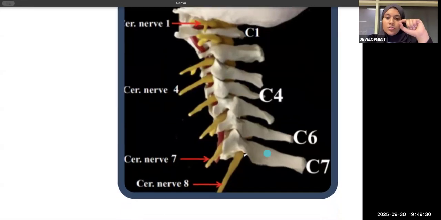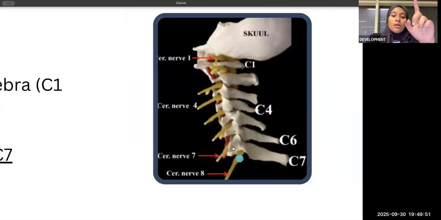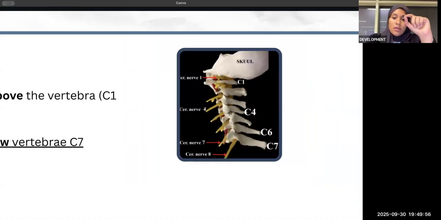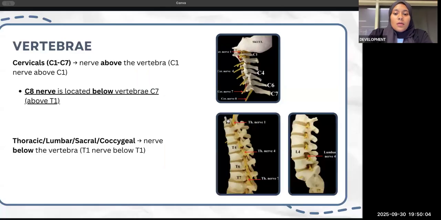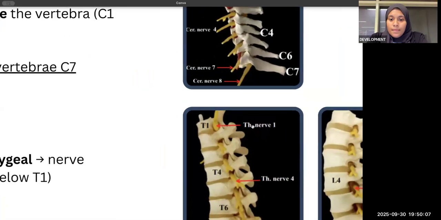However, let's go here. This is C7, okay? Above C7 is a nerve. And we said the rule for cervical, above is the name. So this is C7. But what about the one that is below it? The one that is below it, guys, is not T1. It's C8. The one that is below C7 is C8. And this is why classifying the names of the nerves here is different than thoracic and lumbar, because of C8.